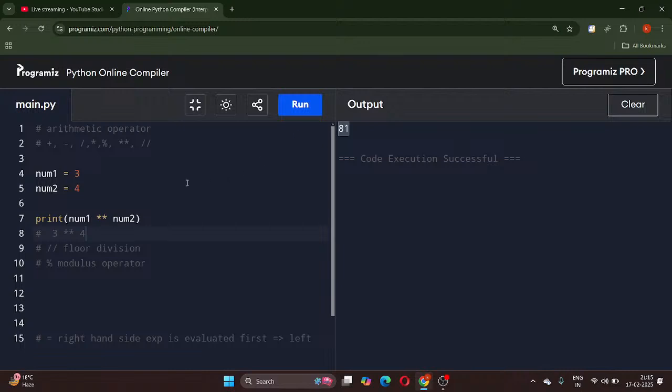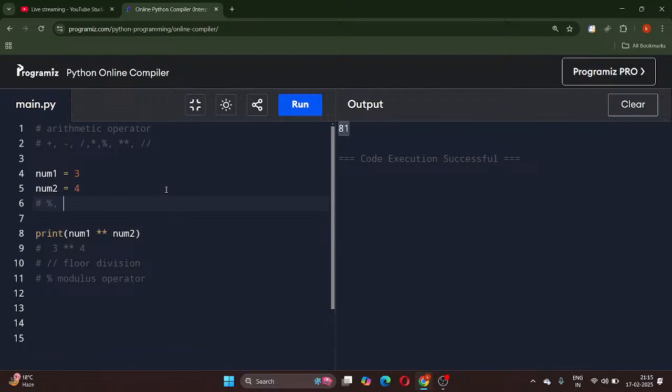So we have covered three more operators at this moment, that are the modulus operator, then the exponentiation operator, and then the floor division operator. Is it clear?